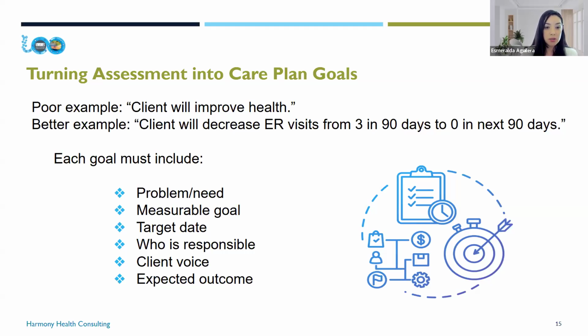So every goal should have a problem or a need, a measurable outcome, a timeline, a responsible party, and ensure that you have your client's voice in it, that these goals that are being created are client-centered and are goals that are measurable and something that they can reach when they start working with that. So your documentation is what success looks like, and how we'll know when we're there. So again, you're tracking this information. So next slide.